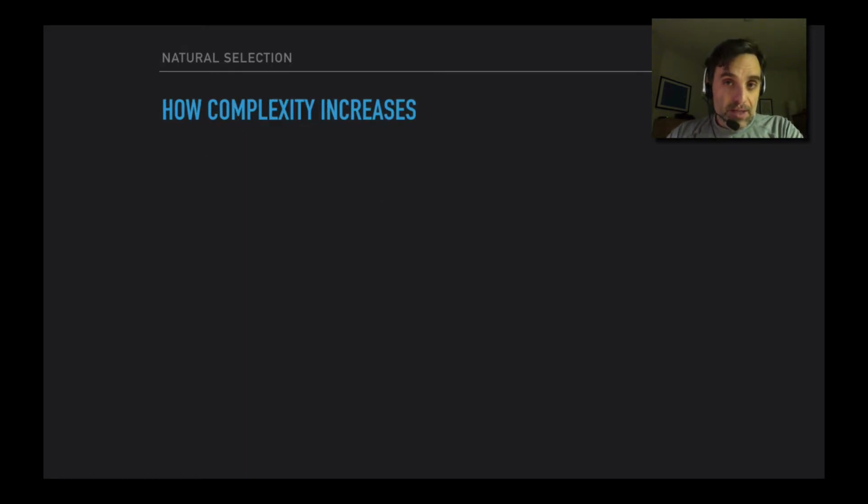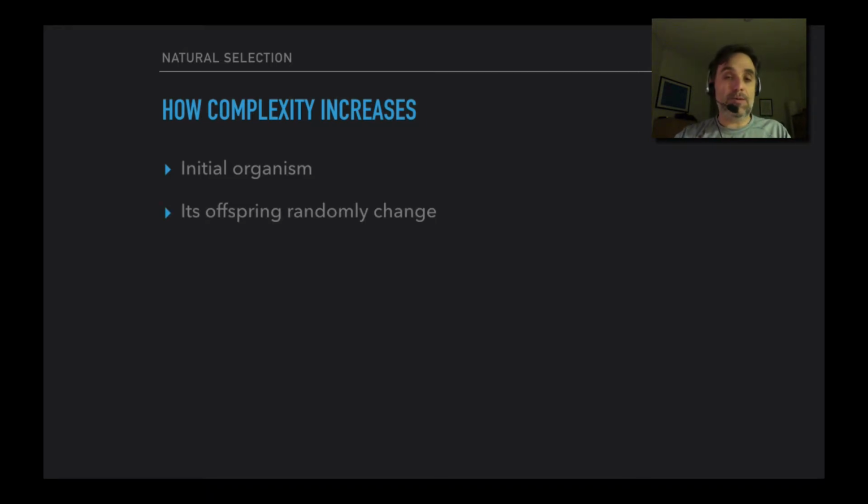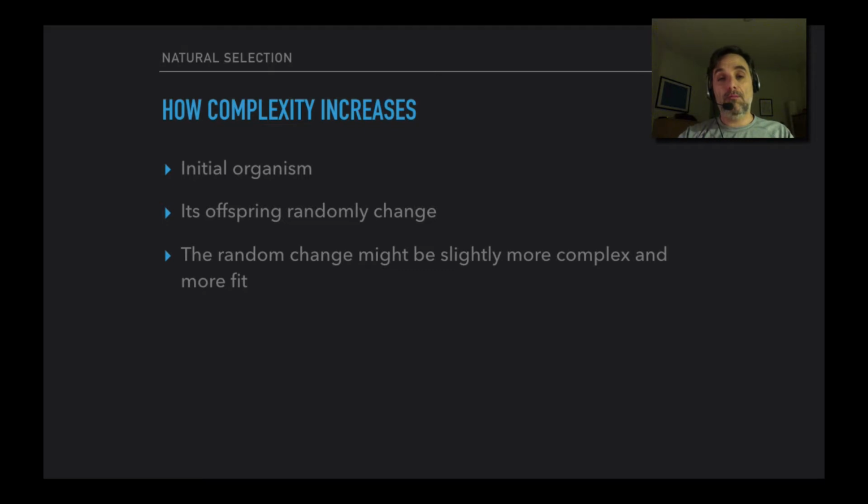So how does complexity increase in this situation? Because that's in the end what we care about. We're talking about Paley, who thinks that you need a powerful intelligence to create good complexity, and what we have here is a picture where complexity can increase without a guiding designer. You have the initial organism, its offspring randomly change, and the randomly different offspring might be slightly more complex, and more complex in a way that makes them more fit. They might be more complex in a way that makes them less fit, but they might be more complex in a way that makes them more fit, and in that case, they're more likely to survive.